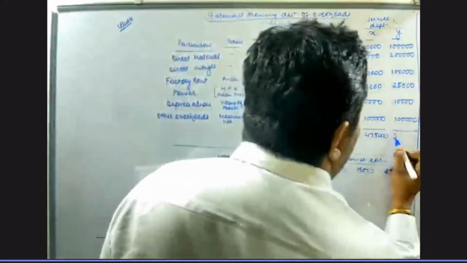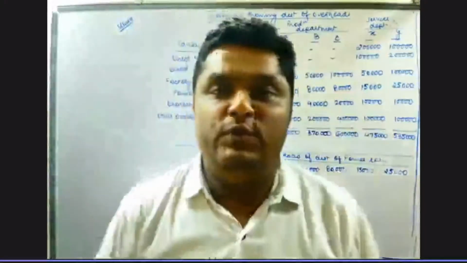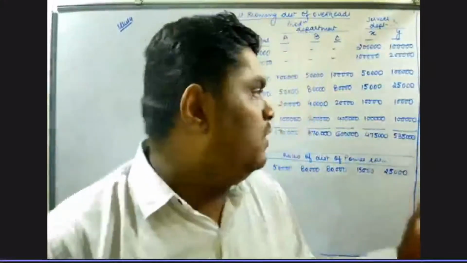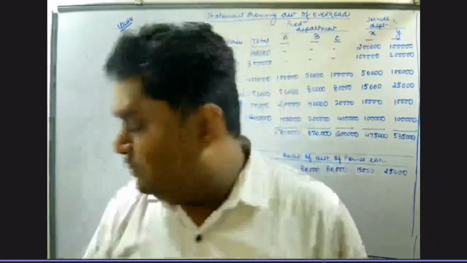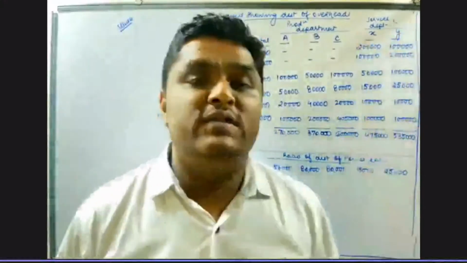And this will be 5,35,000. So this is the first step of distribution, that is primary distribution, wherein we allocate or apportion the overheads. If you have any doubts in this part, please post your query. Thereafter, we'll start with the distribution of overheads of service department.